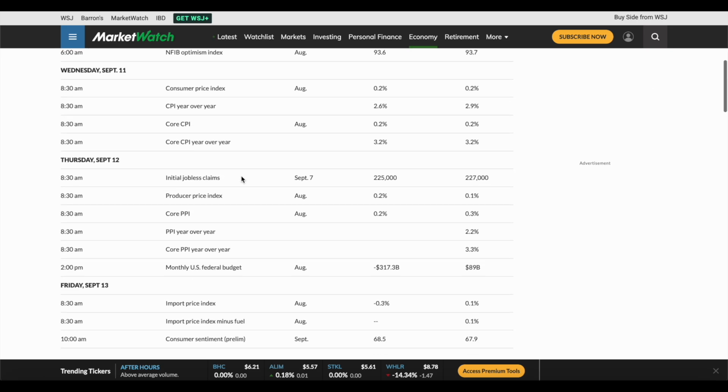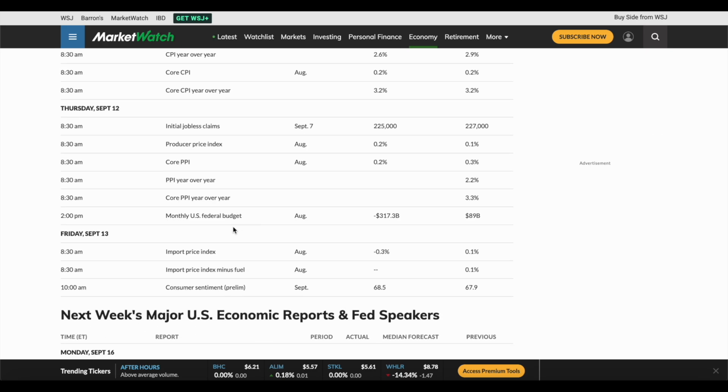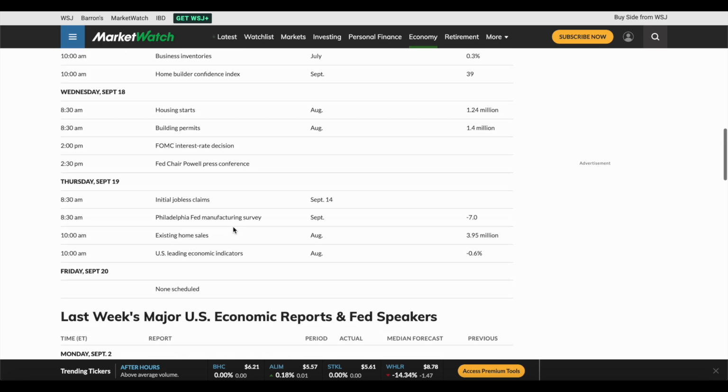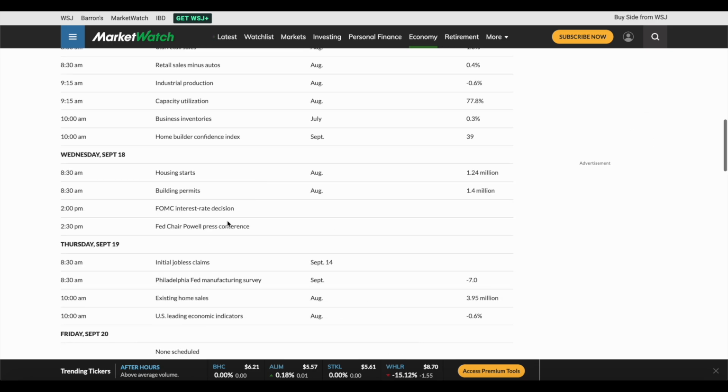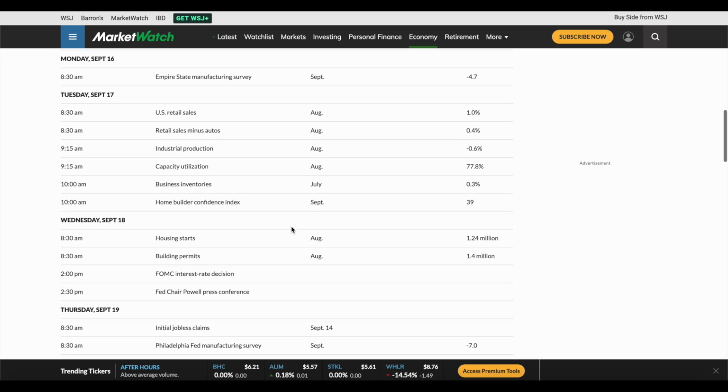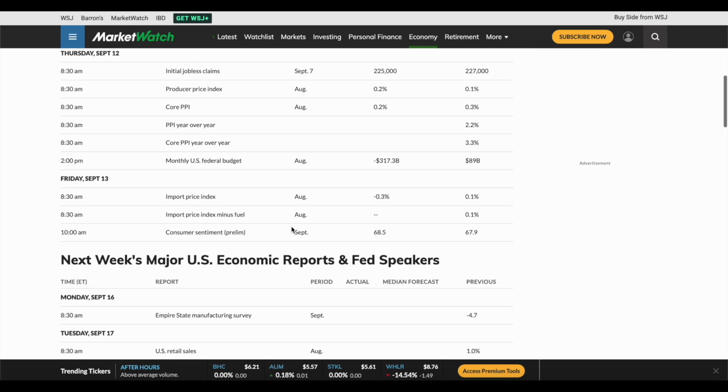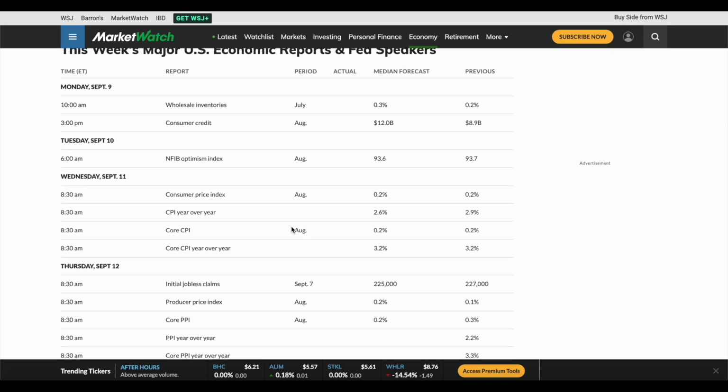Now one thing to note for the week to follow is on Wednesday we have CPI inflation numbers coming out, and on Thursday we have PPI inflation numbers, and then the week after that, mind you, we have the Fed FOMC interest rate decision. Now it's expected that the Fed will cut interest rates, most likely 25 basis points, and then there is a possibility for 50 basis points. And then at 2:30 p.m. we have Fed Chair Jerome Powell press conference right after that 2 p.m. interest rate decision.